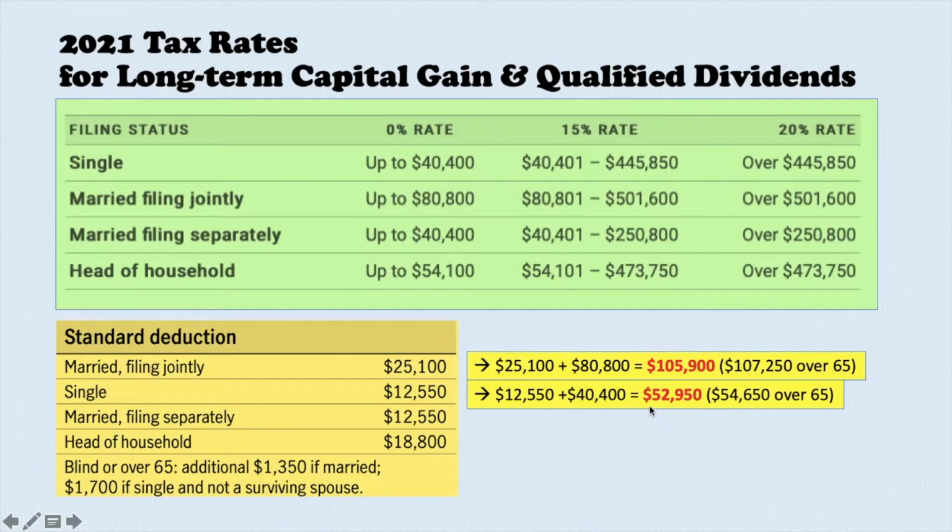So when you think about this, say all your income is a long-term capital gain and a qualified dividend, your standard deduction is much higher than the traditional standard deduction. Basically, say in 2021, if your qualified dividend and long-term capital gain are all your income in 2021, and you have anything below 105,900 if you're married filing jointly, you will pay $0 federal tax on it.